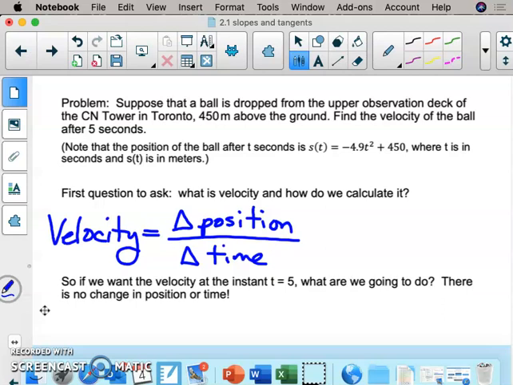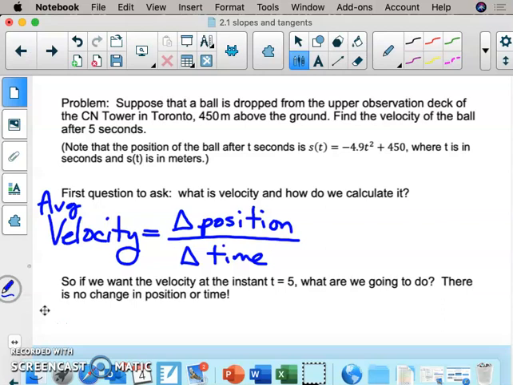That velocity formula looks a lot like what have we been talking about? Slope, right? It's just a slope formula. Velocity is really just the slope of the position function. However, because this involves change in position and change in time, this isn't an instantaneous velocity. This gives you average velocity. Average velocity is when you actually have a change in position and a change in time.